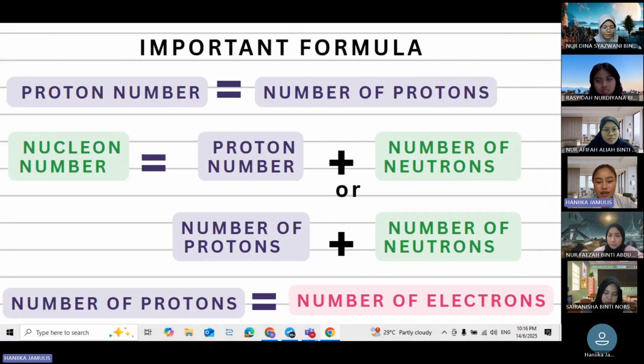Okay, next. These are the formulas that we can derive from the definitions before, where proton number is equal to number of protons. Next, nucleon number is the addition of proton number or number of protons with the number of neutrons. And lastly, the number of protons is equal to number of electrons. And all of these three formulas are only applicable to atoms.